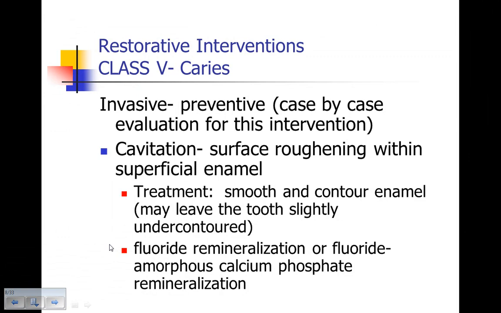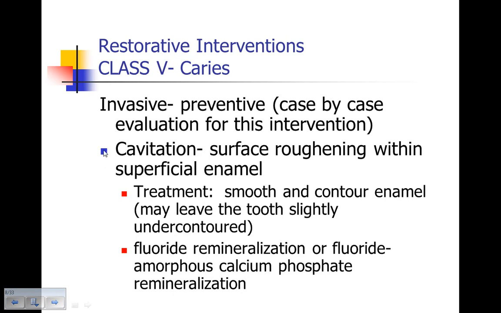Sometimes we need to get invasive because, in fact, the lesion progresses and we need a restorative intervention. These are not purely invasive treatments, but in fact are invasive because the patients are at high risk, combined with preventive therapies through remineralization, through oral hygiene instruction, through active surveillance to step in before any lesions develop.